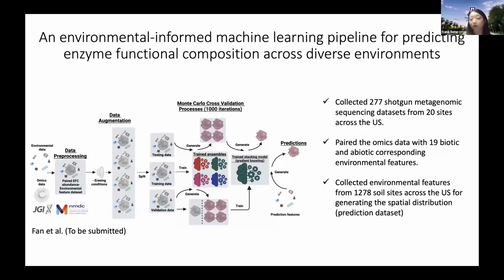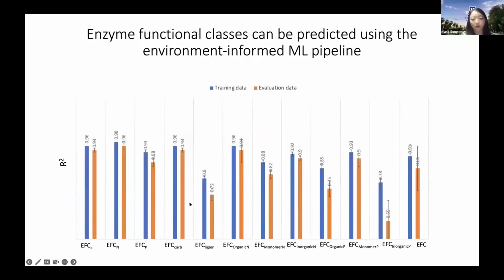So basically, in this process, we will also use testing data, where we collected the environmental data from around 1,000 soil sites across the US. This includes all the environmental factors we consider here. Then we use that to predict what could be the spatial distribution of the enzyme functional class across the whole US domain. So here I will show you our first result.